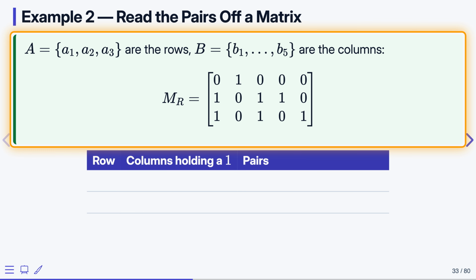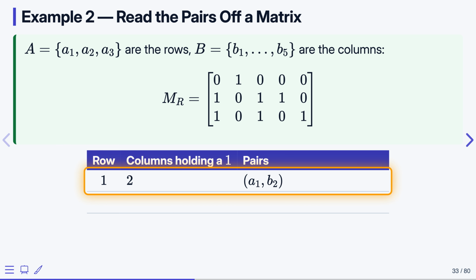Now we go the other way. We are given the matrix and we must find the pairs. The set A has 3 elements, so there are 3 rows. The set B has 5 elements, so there are 5 columns. A pair is in the relation whenever its entry is 1, so we hunt for every one in the grid, row by row. In row 1, there is a single one and it sits in column 2, so the pair (a1, b2) is in the relation.